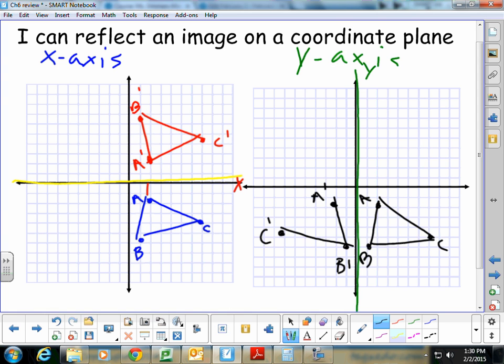That's going to be a really important part tomorrow. Flip it over on that axis. Hopefully it looks a little neater on yours. My smartboard's been acting up lately.